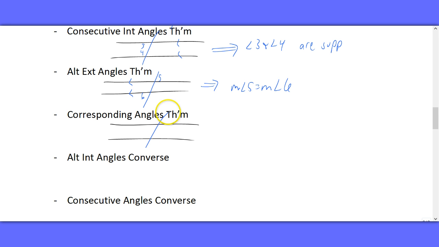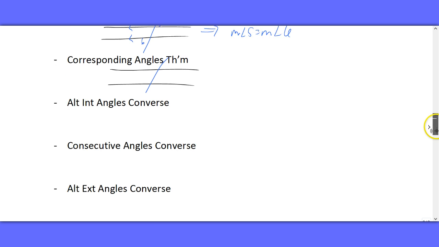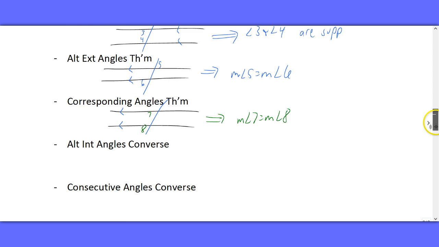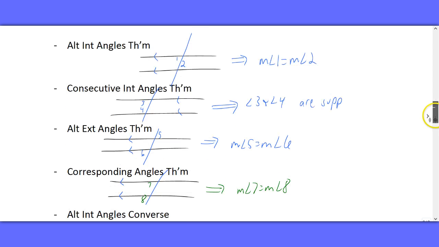This last one, I'm calling it a theorem, could also be a postulate because it's really the basis for all those other ones. But the same scenario holds: if we have these two lines parallel to each other, then these corresponding angles 7 and 8 would be equal to each other. So these first four reasons that we have are all properties if the two lines are already parallel to each other.